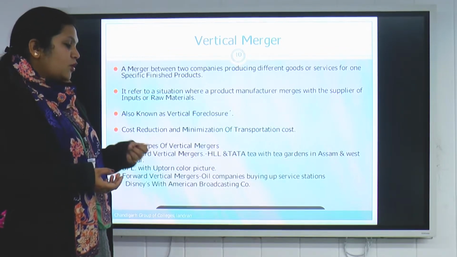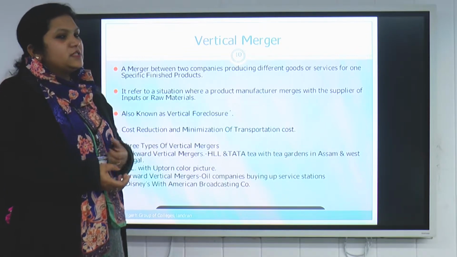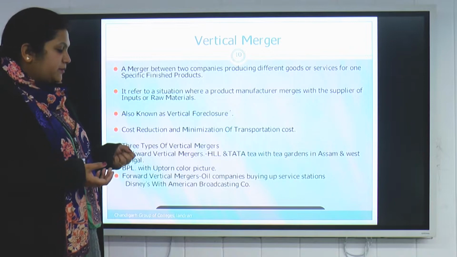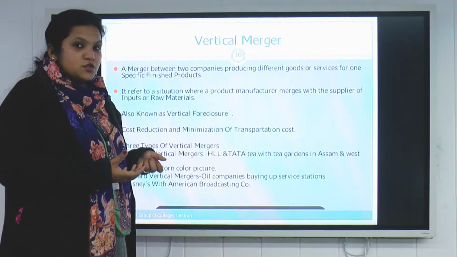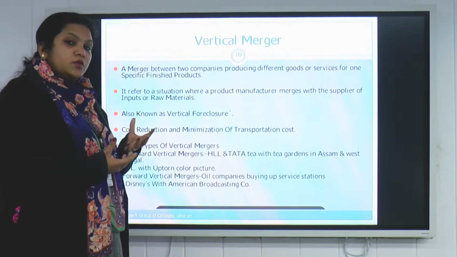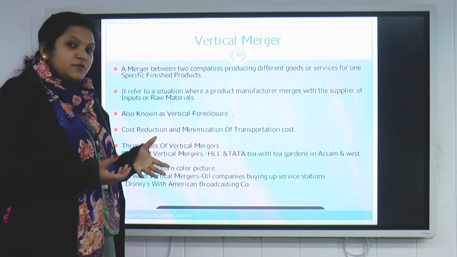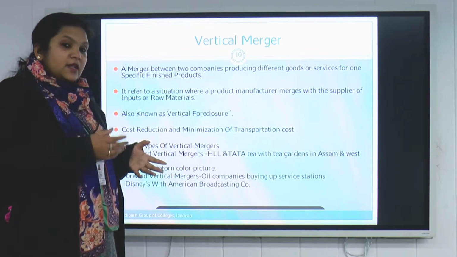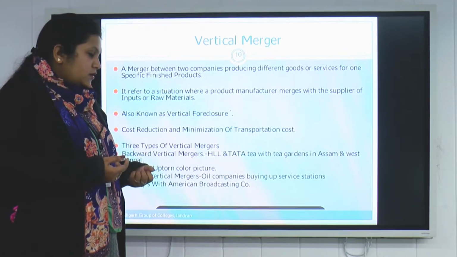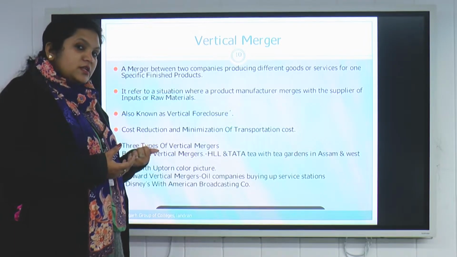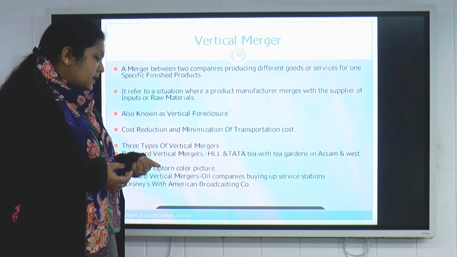Forward vertical merger: the oil companies buying up service stations. All the oil companies like Indian Oil, Bharat Petroleum, and other oil companies tend to acquire the service stations. You might have seen that on the petrol pumps or the gas stations. Whenever you visit, you see all the hoardings that are owned by the oil companies. So these types of mergers are forward vertical mergers. Right?